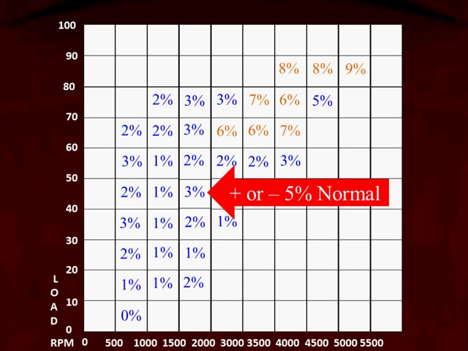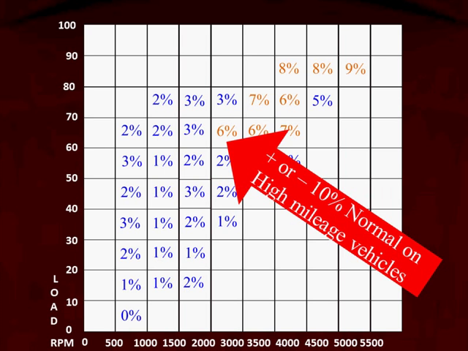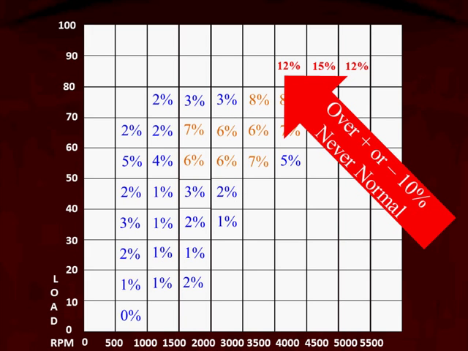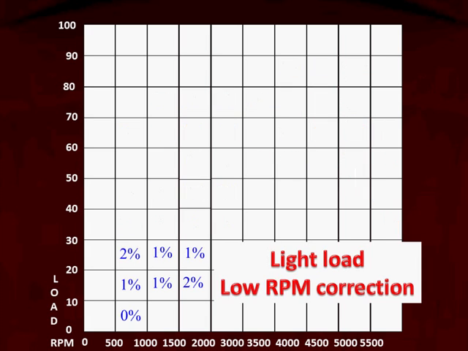Plus or minus 5% is what is normal. Now, when we look at the higher value here at 6%, that's outside the plus or minus 5. It's really within the plus or minus 10. Now, this is normal on high mileage vehicles. Anything over plus or minus 10 is never normal.